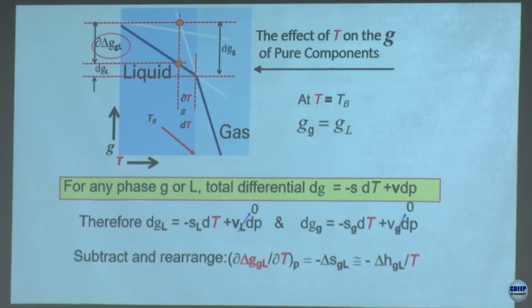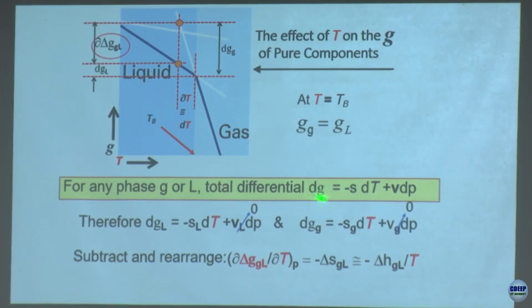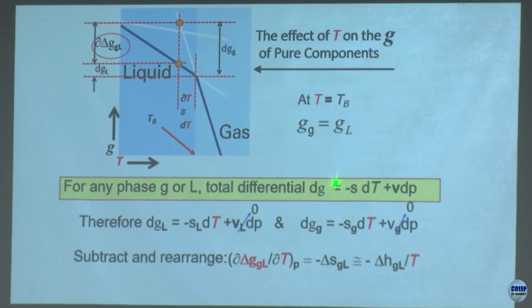So for any phase G or L, the total differential of the Gibbs free energy for the component is equal to minus S dT plus VdP. We have seen this earlier, and VdP is identically equal to 0 when pressure is constant. So we are not interested in this particular term, but we are certainly interested in this particular term. So if we know the dG for liquid and dG for the gas, the difference between the two dGs is the value of interest to us, which is this.